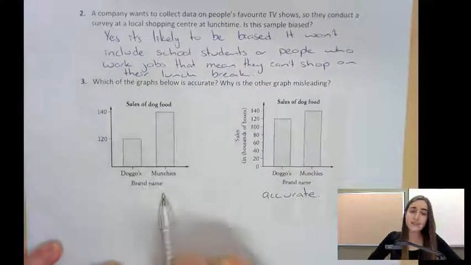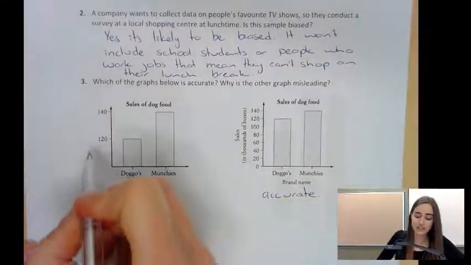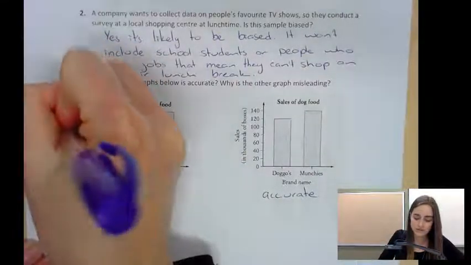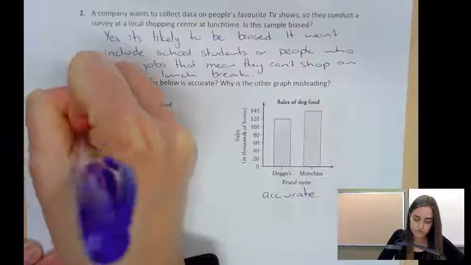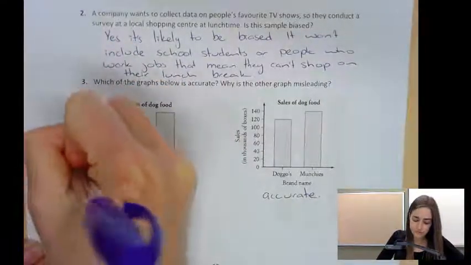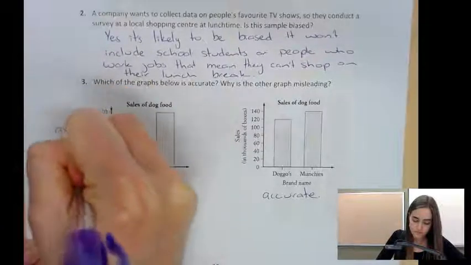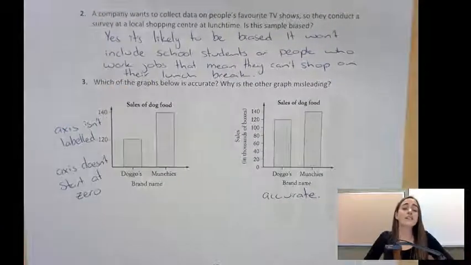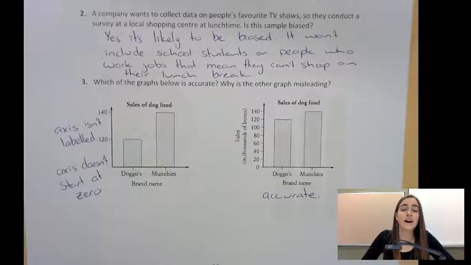Some of the reasons this one has an issue is the axis isn't labelled, and the axis doesn't start at 0. So that's having a look at some ways that data can be misleading.